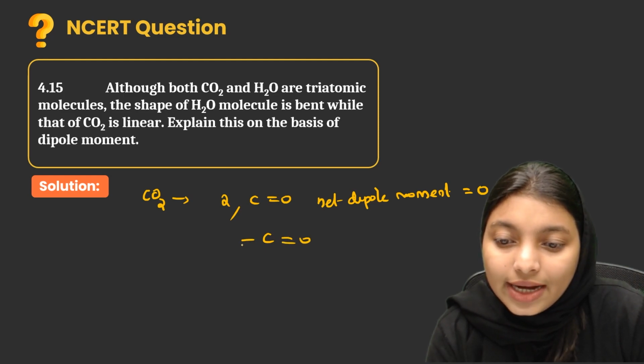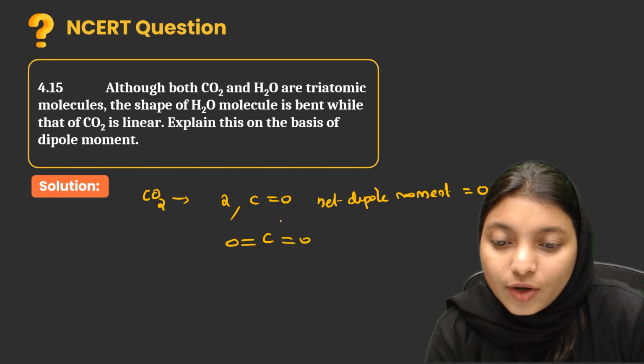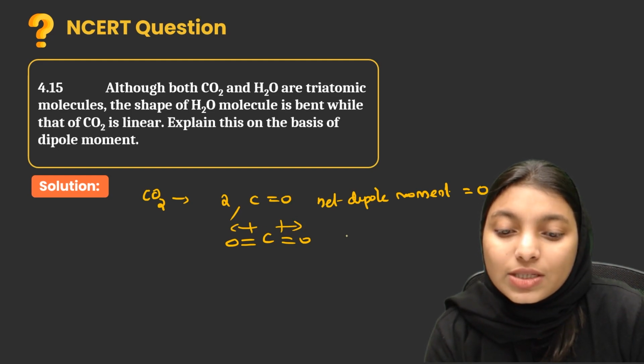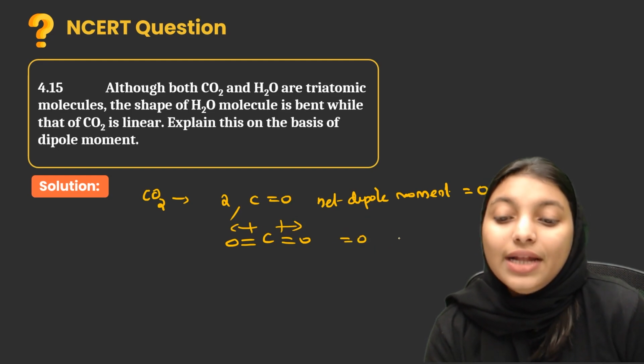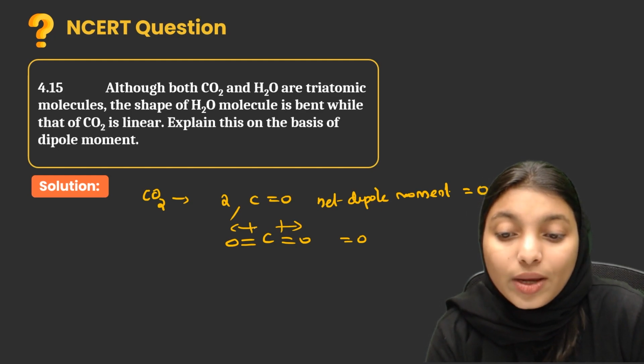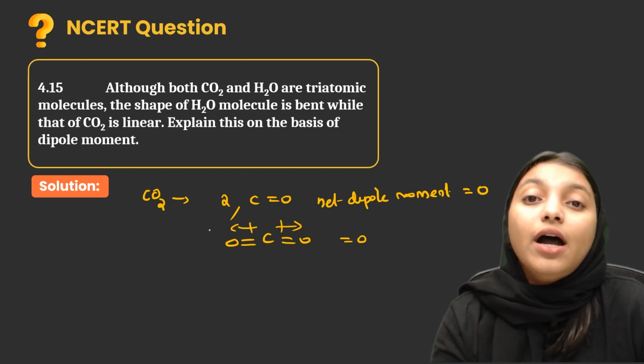Then only it will get that dipole moment. Here it will be like this, and here it will be like this. So these two equal and opposite dipoles will cancel and become 0. That is why we can say, since the dipole moment of carbon dioxide is 0, it will have a linear shape.